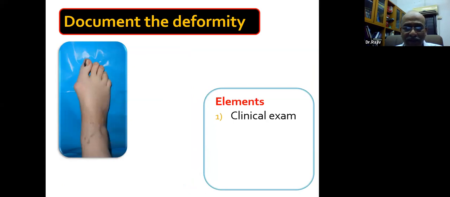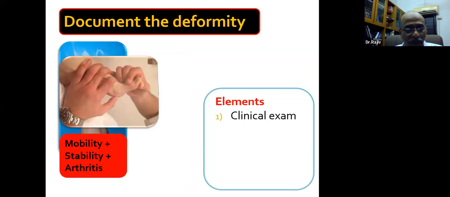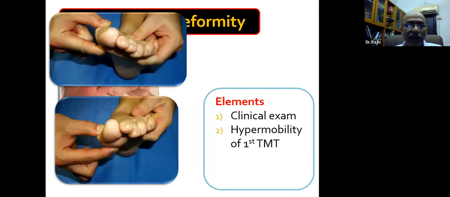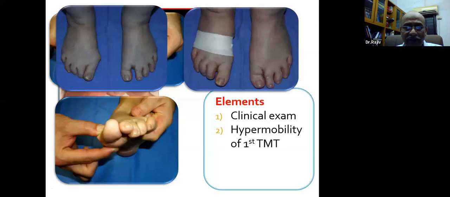Do the clinical examination, look at the mobility, stability and presence of arthritis on clinical evaluation. The most important clinical evaluation is evaluating the hypermobility of the first tarso-metatarsal joint. Look at this test where, holding the other part of the foot with one hand, I'm trying to rock the first metatarsal and tarso-metatarsal joint up and down and comparing this with the opposite side. If the hypermobility of the tarso-metatarsal joint is there, then you're going to go with a different procedure.